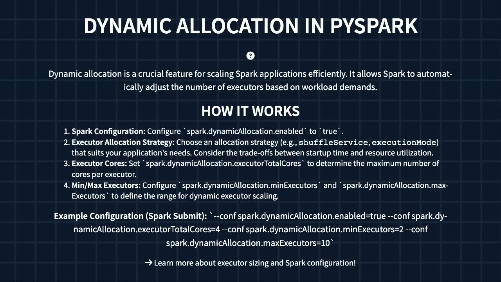Okay, let's talk about dynamic allocation in PySpark. It's basically Spark's way of intelligently scaling up or down its computing resources to match the workload. You enable it by setting a configuration flag, spark.dynamicAllocation.enabled, to true. Then, you need to decide how executors should be allocated and what the total core count should be. There are different strategies like shuffle service and execution mode, each with pros and cons. Finally, you set minimum and maximum executor limits so Spark knows the boundaries of its scaling behavior. A good example would be using conf when submitting a job to specify these parameters.